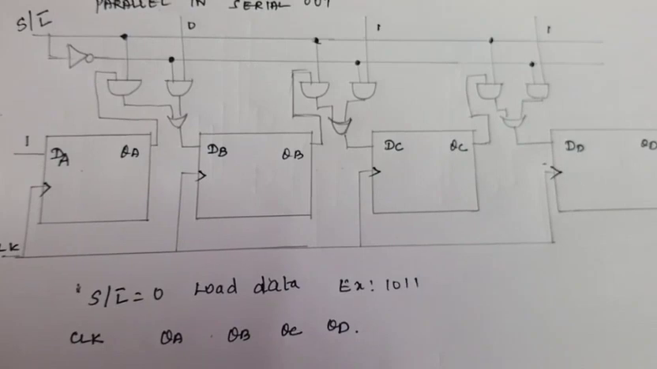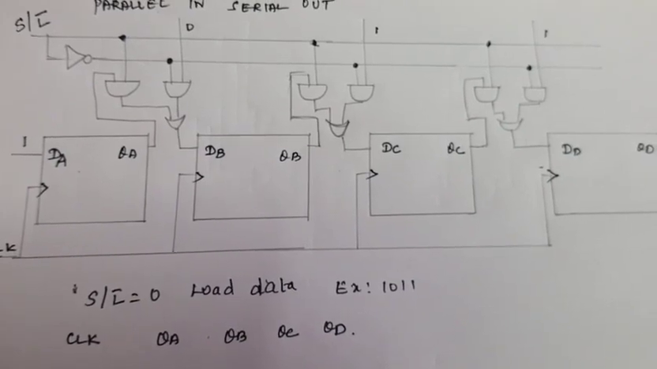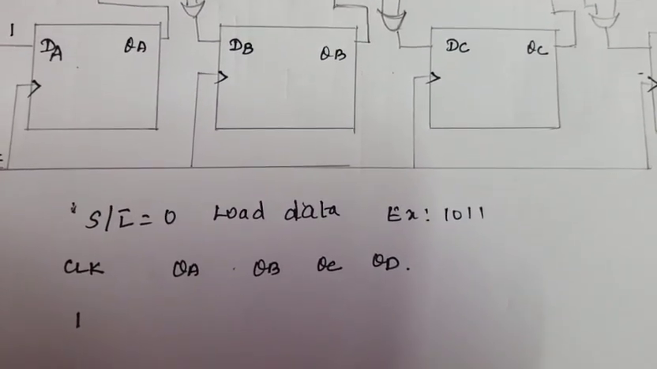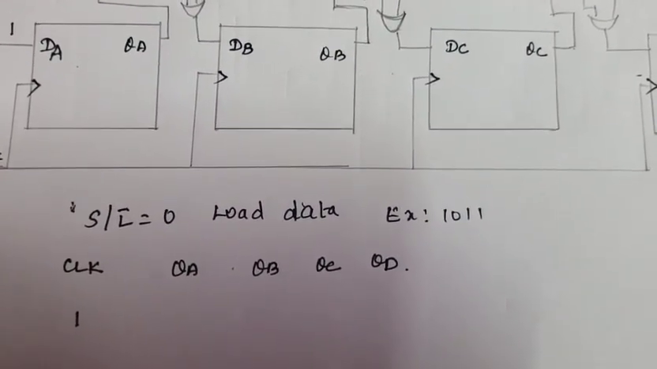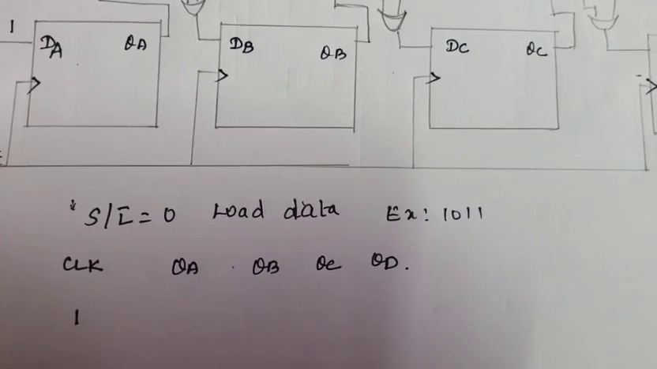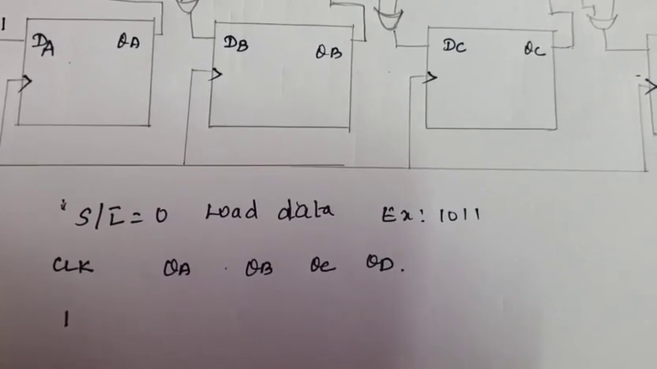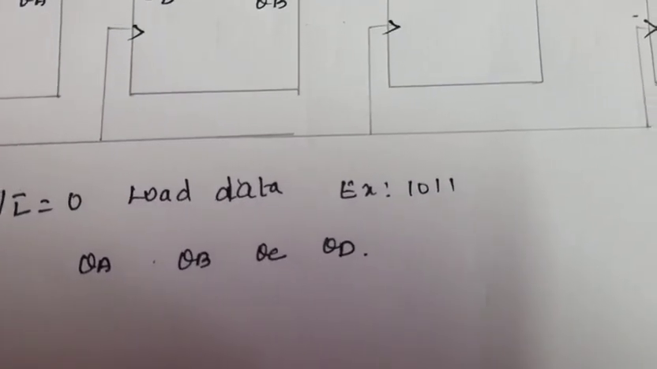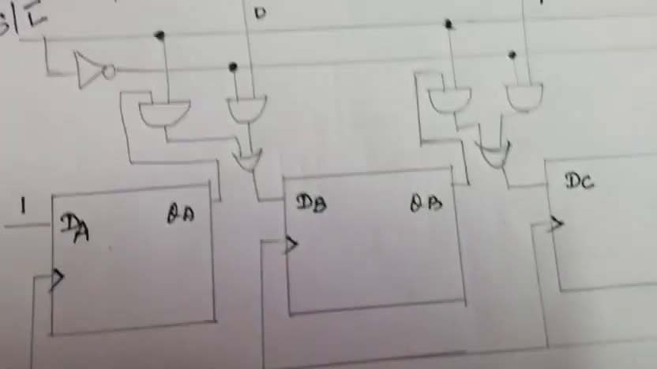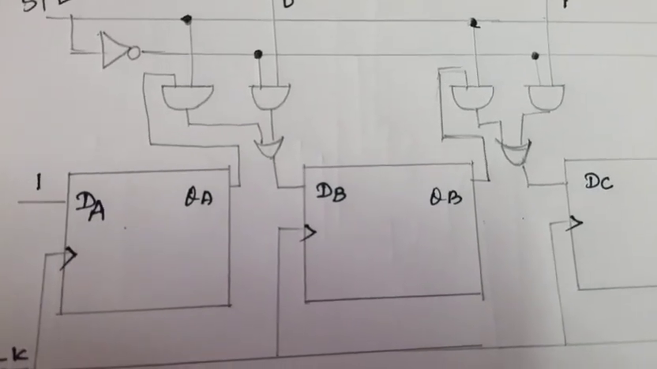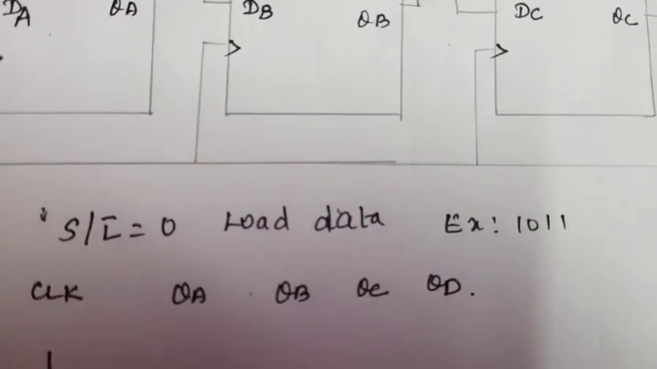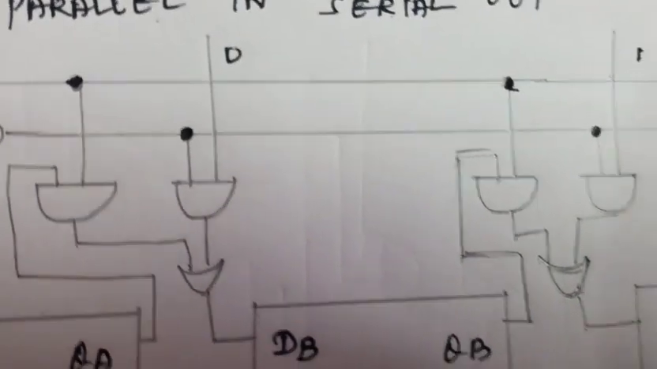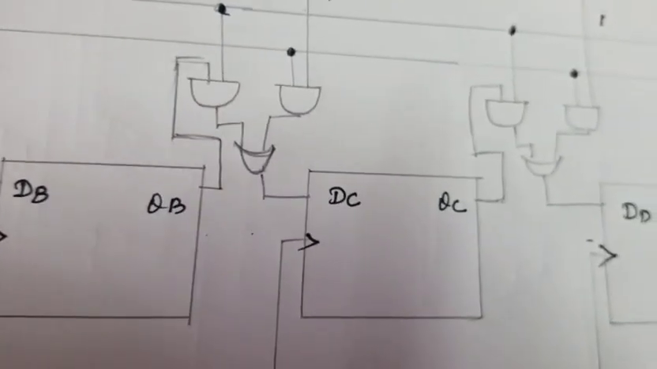So this is the block diagram for your parallel and serial load. That S/L bar is representing the shift/load. Load means whenever your S/L bar is equal to 0, you can load the data. For example, I have taken the data as 1011. This data I am going to give here. So your DA is equal to 1, and here it is 0. Next is 1 and another one is 1.